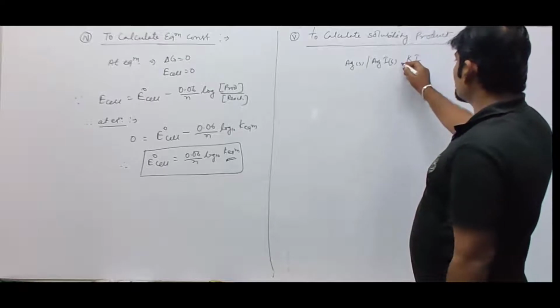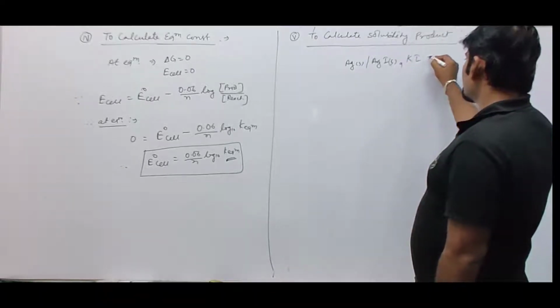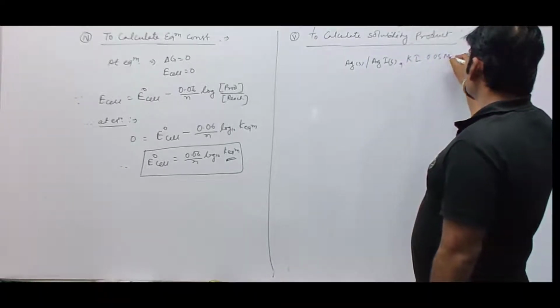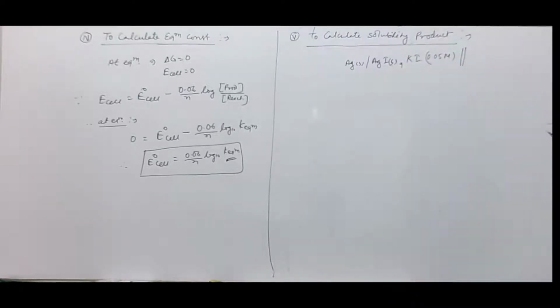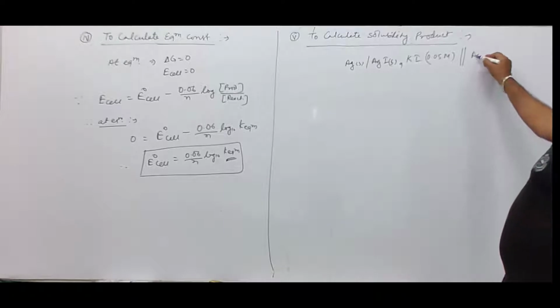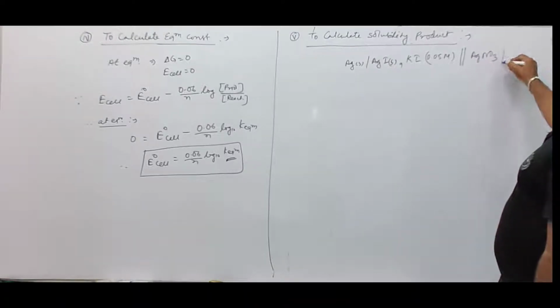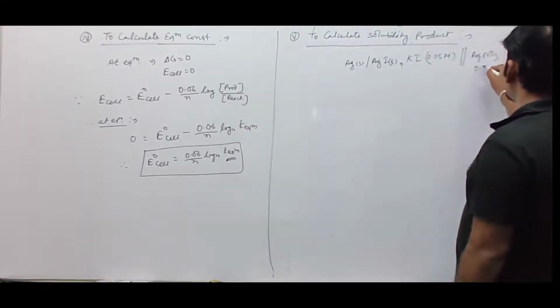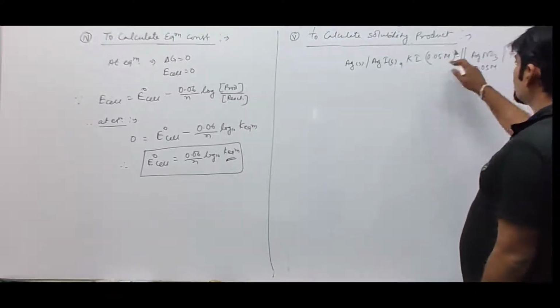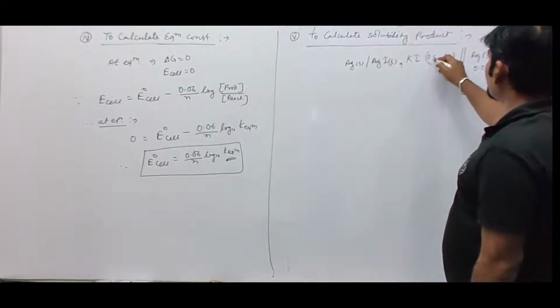So you can use this or you can use a comma. This is 0.05 molar, separated through a salt bridge, and on the other side AgNO3 converted to Ag. This AgNO3 concentration is given as 0.05 molar.